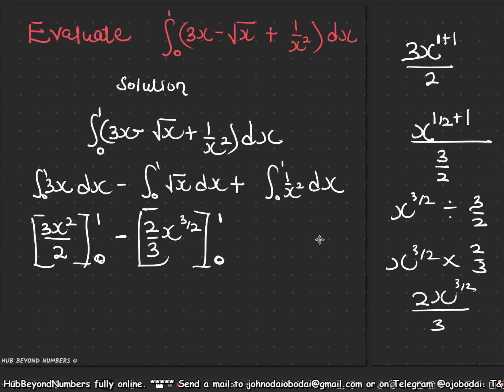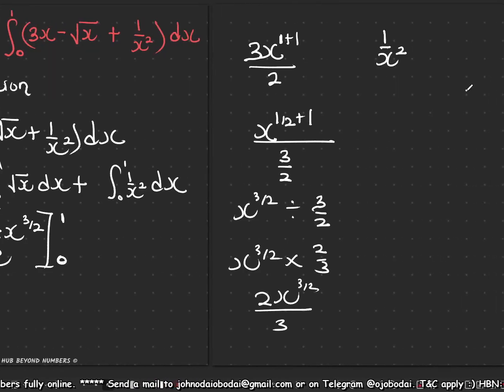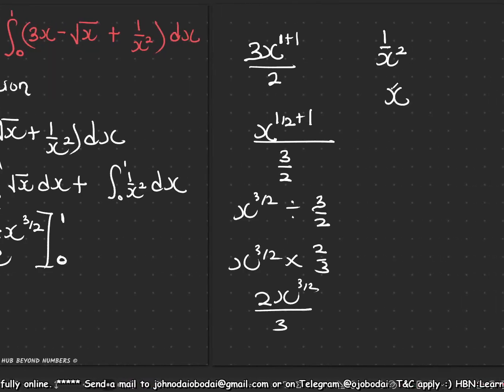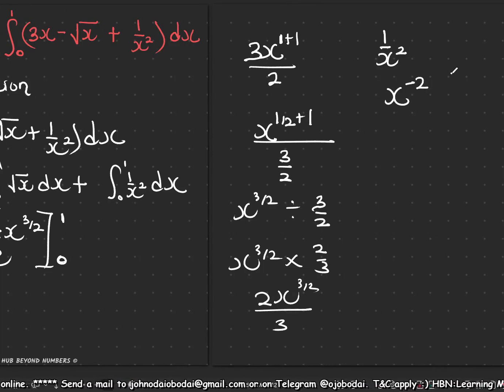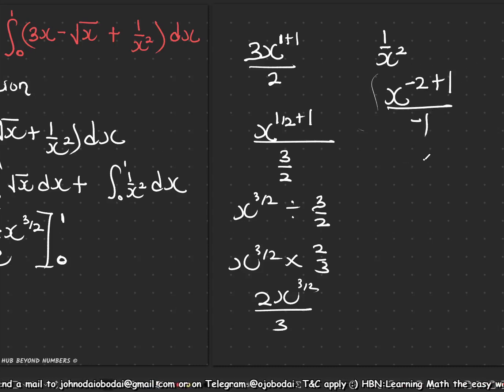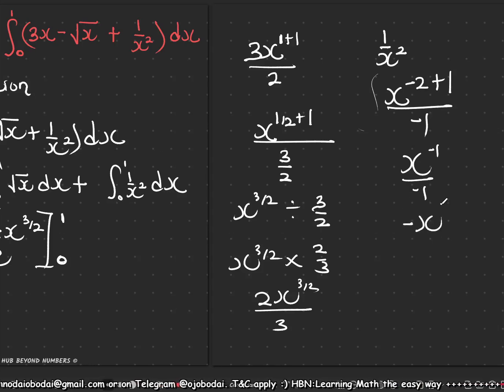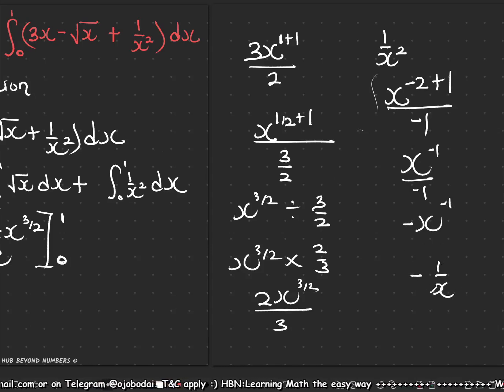Then for this very last one, 1 over x squared, applying the laws of indices, you can rewrite 1 over x squared as x raised to the power negative 2. You see, so integrating it, we have to increase it by 1, which then gives us negative 1. So all over negative 1. We have x raised to the power negative 1 all over negative 1. This negative affects here. So we have negative x raised to the power negative 1. The laws of indices also allows us to rewrite this as negative 1 over x, you see.